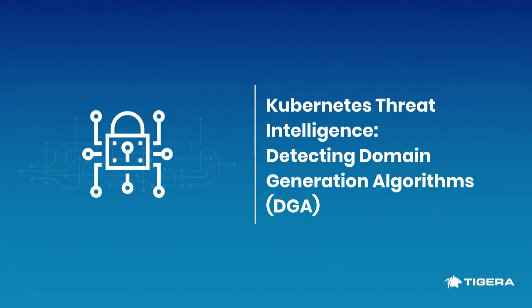Today's topic of discussion is detecting domain generation algorithms, or DGA for short. My name is John Armstrong and I'm the Product Marketing Director for Tigera, and I'm glad to be on this call today. DGA is an automation technique that attackers use to make it harder for defenders to protect against attacks. And malicious actors often use DGA to exploit the DNS protocol and execute command and control malware attacks.